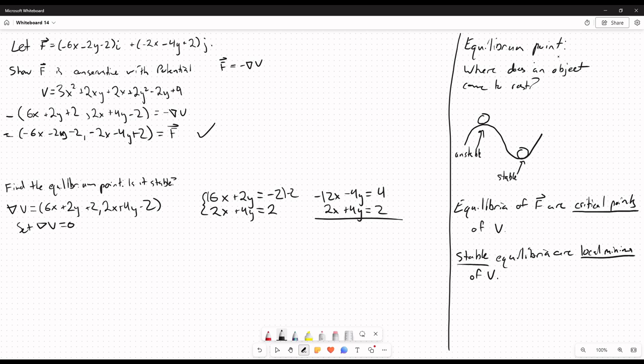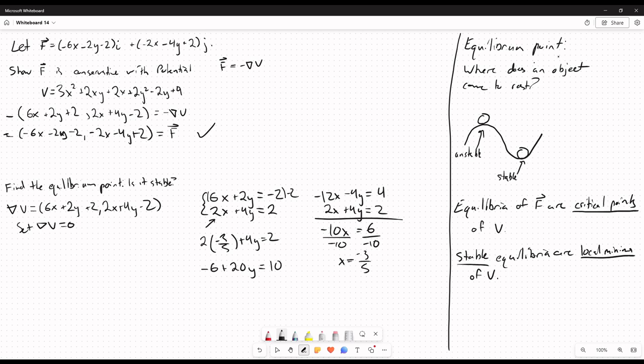Add those together to get -10x equals 6. Divide both sides by -10. We're going to get that x equals -3/5. Go back to one of our equations to solve for y. Maybe we'll use this one. We'll have 2 times -3/5 plus 4y equals 2. Maybe multiply by 5 just to clear some stuff out. That's going to be -6 plus 20y equals 10.